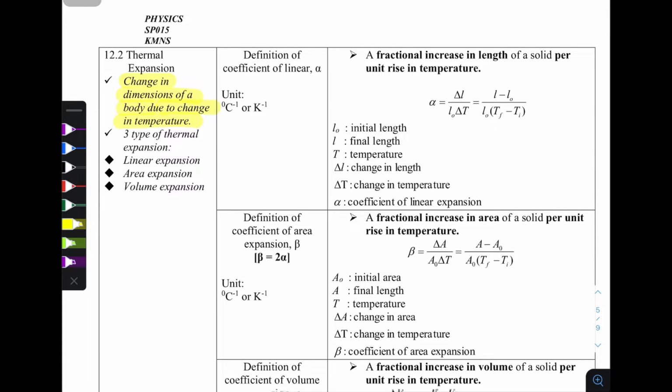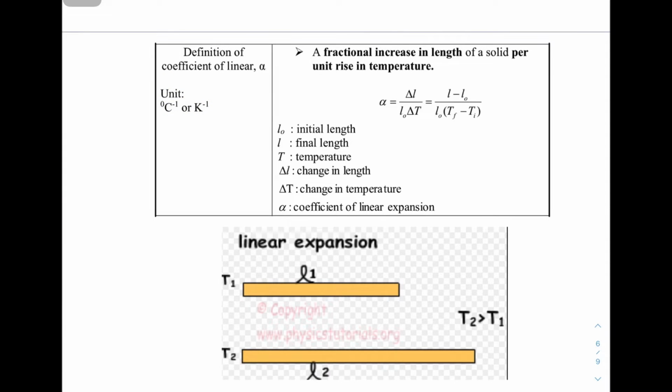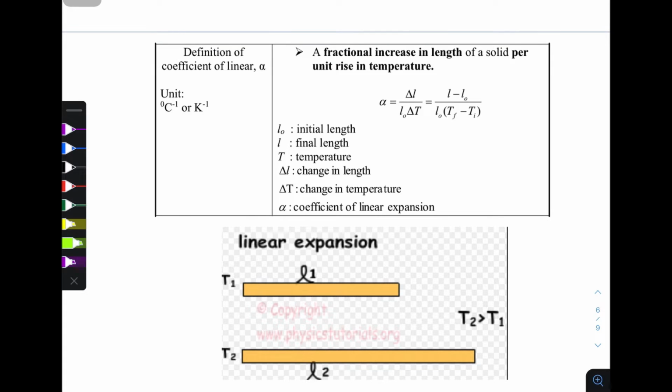Okay, and we have 3 types of thermal expansion. Which is the first one is linear expansion, number 2 area expansion, and number 3 is volume expansion. So I am going to explain to you one by one for each type of thermal expansion. Okay class, so first we are going to discuss the linear expansion. Before we move on to the linear expansion, we are going to define what is the coefficient of linear expansion.